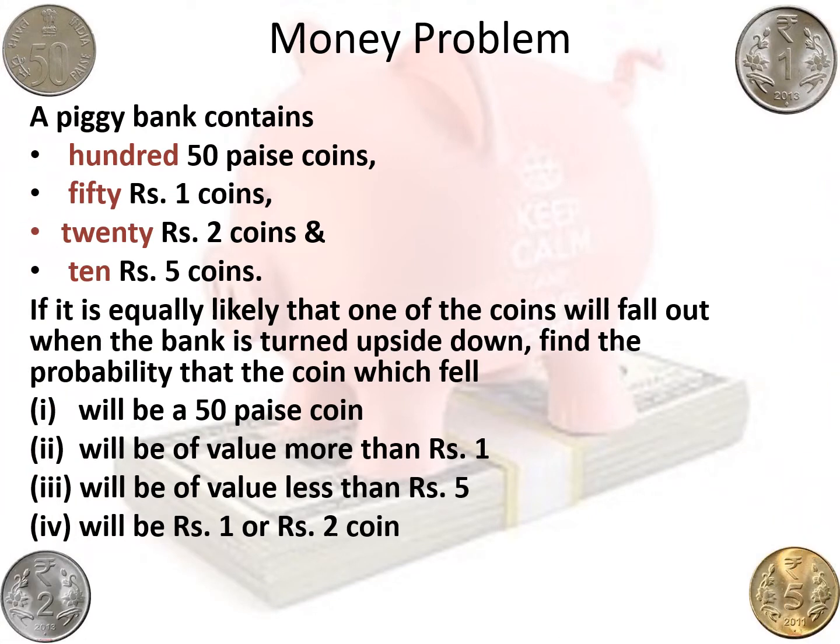Let us discuss first question. A piggy bank contains 100 50 paise coins, 50 rupees 1 coins, 20 rupees 2 coins and 10 rupees 5 coins. If it is equally likely that one of the coins will fall out when the bank is turned upside down, find the probability that the coin which fell will be a 50 paise coin, will be of value more than rupees 1, will be of value less than rupees 5, will be rupees 1 or rupees 2 coin.